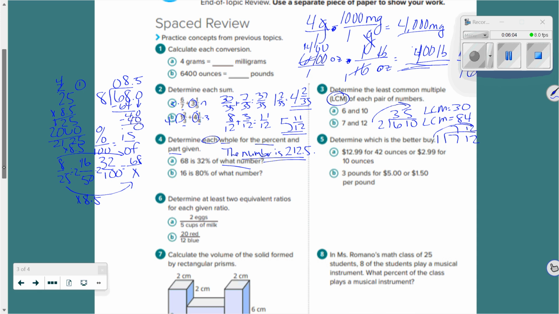Our next one is 80%. So I'm doing the same setup. Again, here's your setup for these types of problems. My percent goes over 100 equals my of what? I don't know, so my x goes down here. So I have a 16. Will 80 go easily into 16? No, but can I reduce 80 and 100? Yes, I divide those both by 10. That gives me 8 and 10. Will 8 go into 16? Yes, times 2. So 10 times 2 gives me 20. So the number is 20.